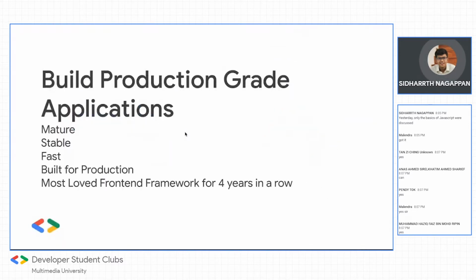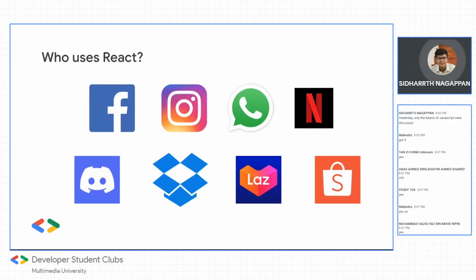Okay, so first of all, let's start with why we use React. React is used by the biggest companies in the world. I think I made a list here. It was made by Facebook as a solution to their rising user base. So the Facebook page actually uses React natively. And all Facebook products, including Instagram and WhatsApp Web, use React. Netflix migrated to React recently. Discord uses React on the web. Dropbox uses React. Major e-commerce platforms such as Lazada and Shopee in Malaysia also migrated their front end to React.